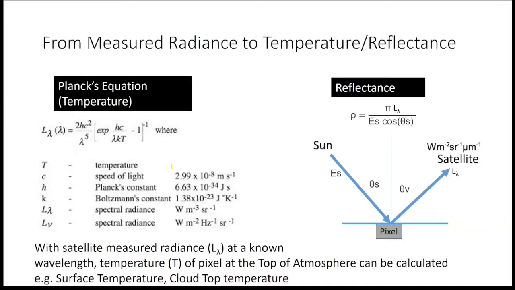So again, quickly looking at going from measured radiance to temperature and reflectance. The key thing to keep in mind is the satellite measures a radiance. And if you use Planck's equation, everything else is a constant here. In this equation, c is the speed of light, h is Planck's constant, lambda is the wavelength in which you are sensing, and L sub lambda is the radiance, the watts per meter squared per micron per steradian that I talked about. If you know the wavelength in which you are measuring it, you can calculate the temperature. It's a very simple equation.